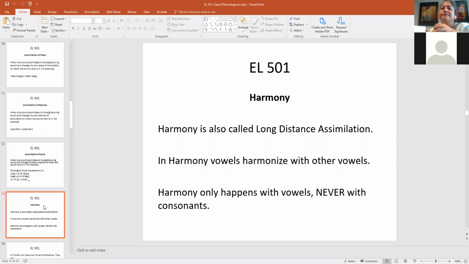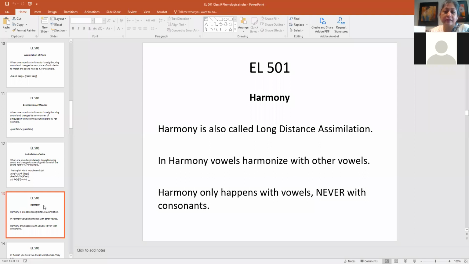So harmony, if you also think about the word harmony, we usually use harmony for singing as well. And singing, when you harmonize with someone, is done at the vowel level. If you think about it, it's like ah. You harmonize in that way with the voicing sound. You're not harmonizing by saying ba ba ba ba ba. That's not how you harmonize. So it's always at the vowel level. So always remember that harmony happens only with vowels, never with consonants.